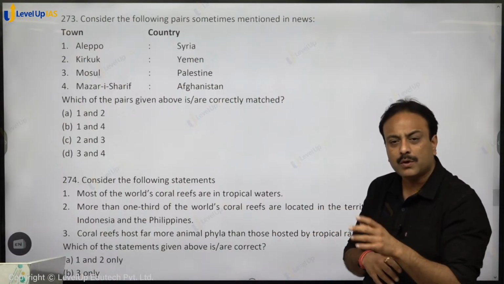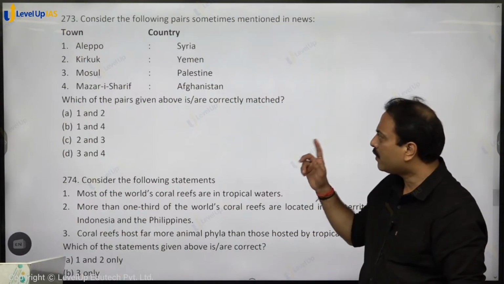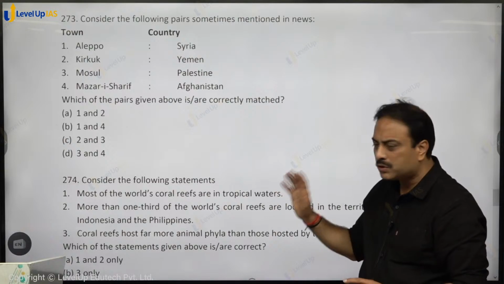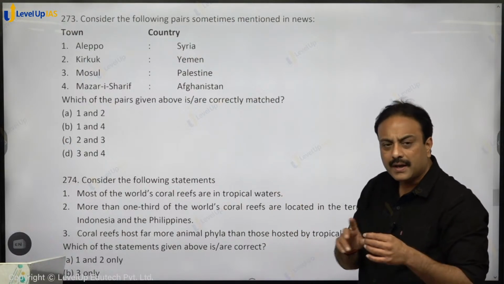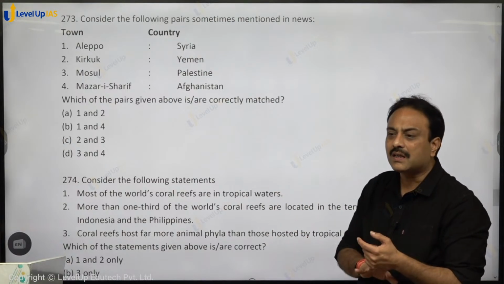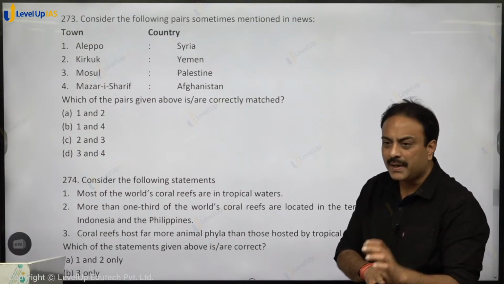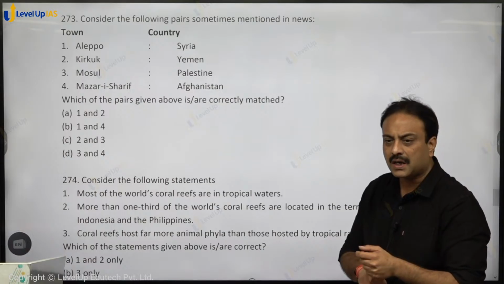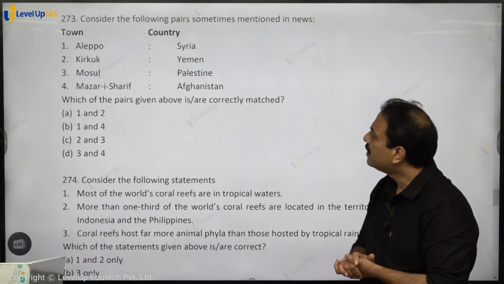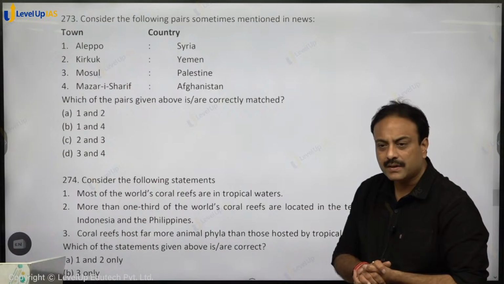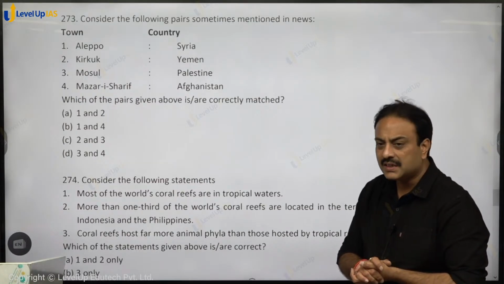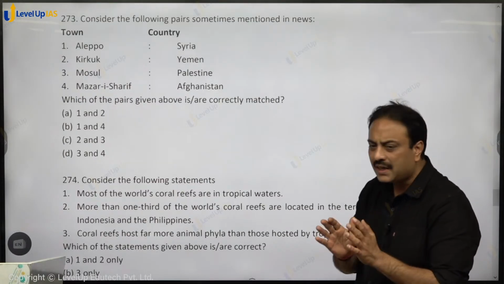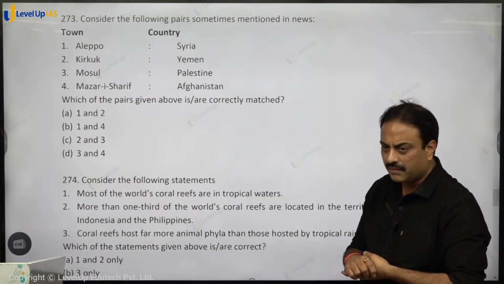Kirkuk, Mosul, both are in Iraq. Kirkuk is not in Yemen, it is in Iraq. Mosul is also in Iraq. Kirkuk, Mosul, Baghdad, Al-Basra, these are all major oil fields of Iraq, known for oil production. Mazar-e-Sharif, Afghanistan. Mazar-e-Sharif is a prominent religious place that is in Afghanistan.